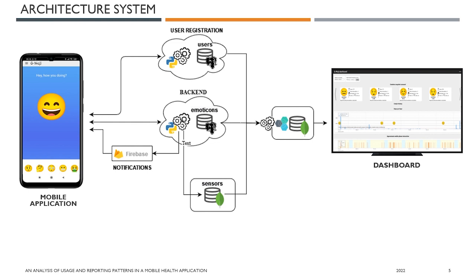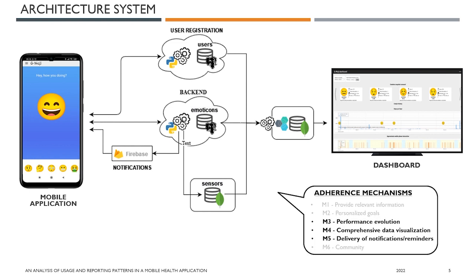Moreover, the system backend provides storage, processing, and securitization features. It also includes a notification module, which is the one in charge of dispatching app prompts to the application user. To incentivize adherence, the application implements some of the previous adherence mechanisms. Notifications are the main mechanism to keep the user active in the app. The system sends 5 daily notifications and we will then analyze the effectiveness of this mechanism.